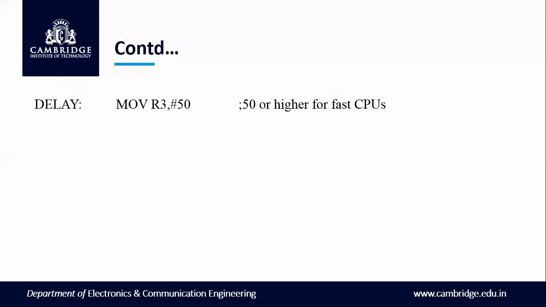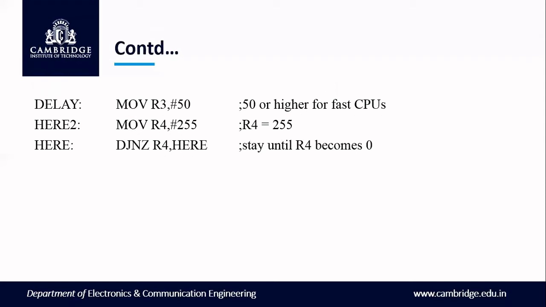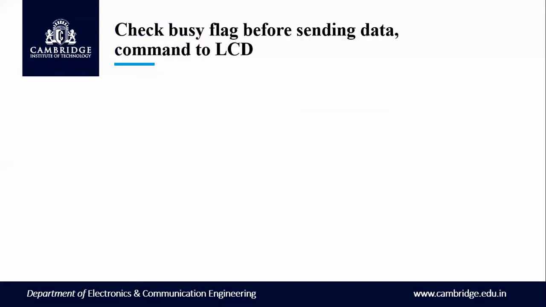So like this, and the delay program we have written here. This is a delay program. Initially we loaded R3 with 50 and R4 with 255. So you will be having a count of 50 into 255 times. This is multiplied by the time period, that is 1.085 microsecond by default. So you are going to generate a delay here. This we need to understand. In this program, we are including a delay for every code or data you are writing onto the LCD in order to have synchronization between the LCD and the 8051.